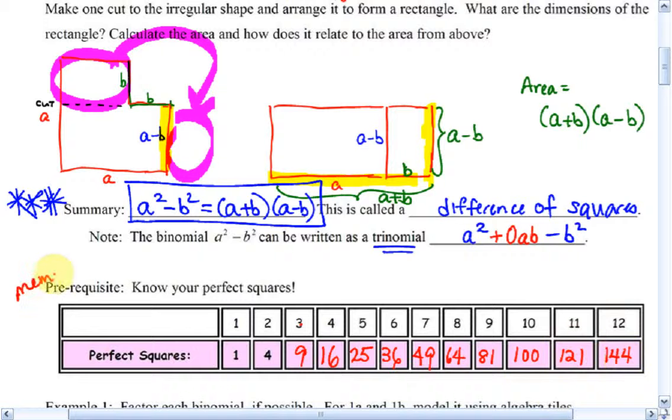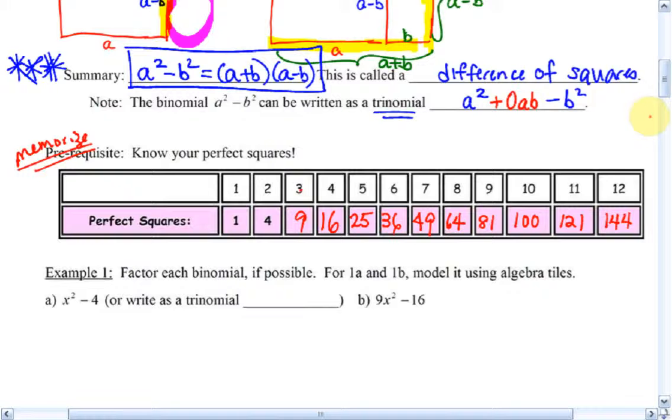Okay. I'm going to ask you to memorize these. If you haven't memorized them already, you'll see them a lot. You'll use them a lot. You should know them by heart. Okay? All right. Let's take a look at these together now. Let's actually do some factoring.